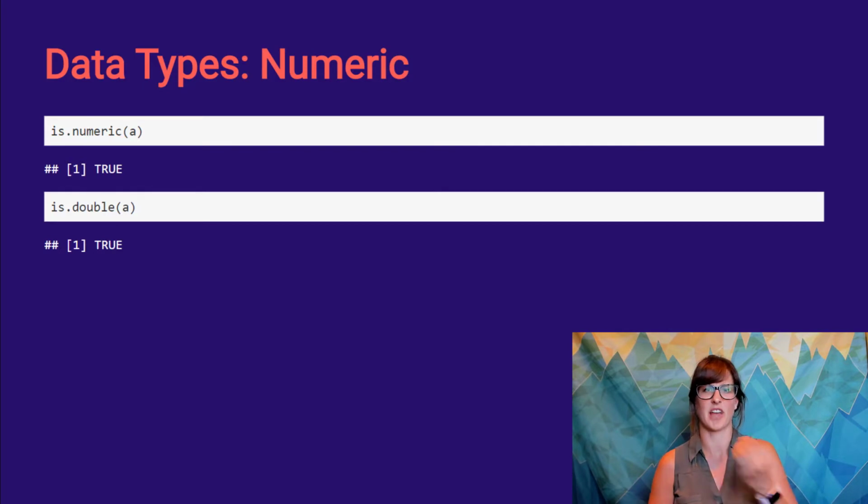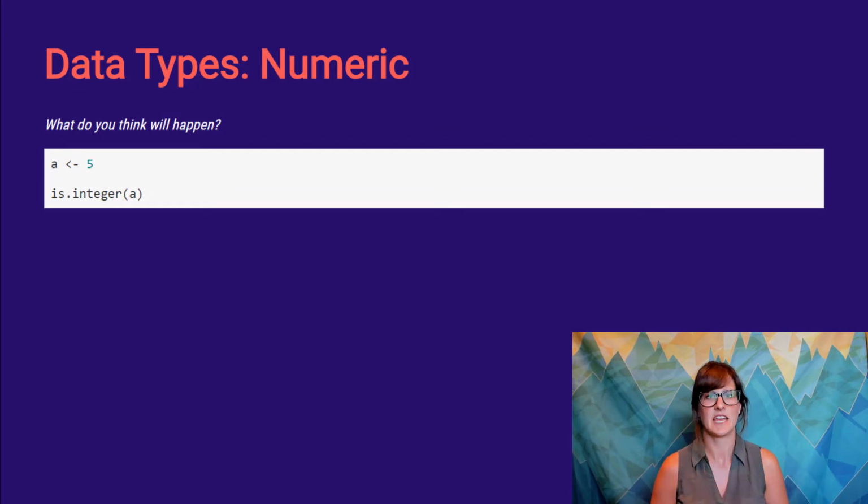And you can check, if you have an object and you're double checking what its type is currently, we can use is.numeric, and we can say, of course, yes, A is indeed numeric, thank you, R. And we can say, but is it a double? And yes, again, R says, you're welcome, it's a double.